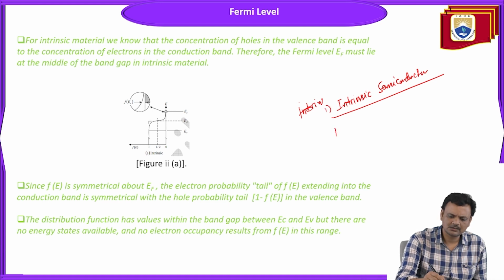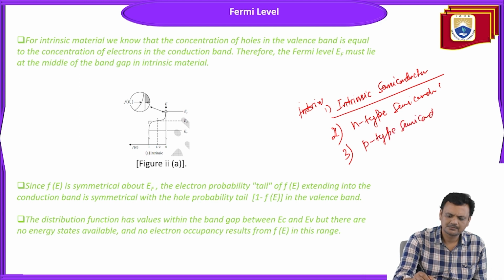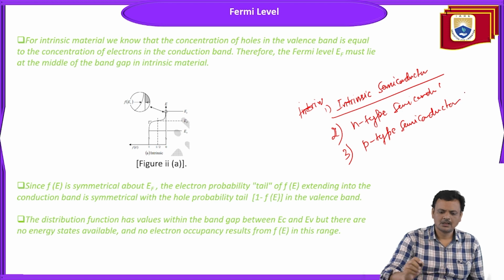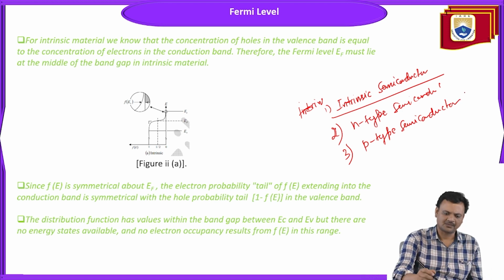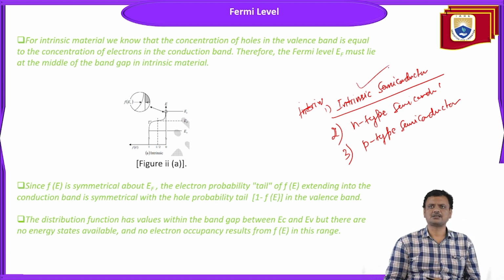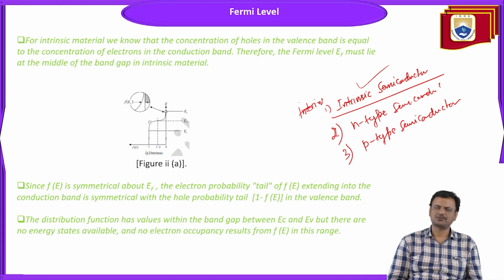Intrinsic semiconductor, N-type semiconductor, and the third one is P-type semiconductor. So I already discussed what is intrinsic, what is N-type, what is P-type. You can see this in my previous video.